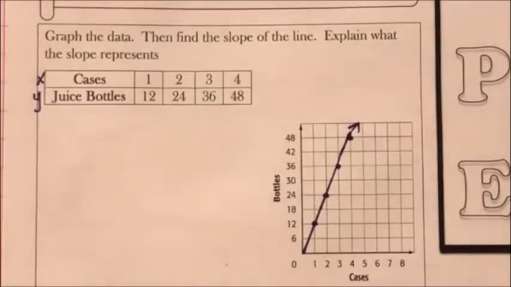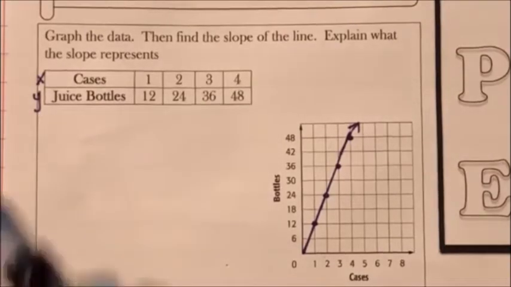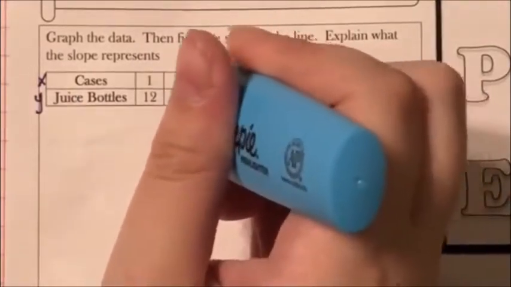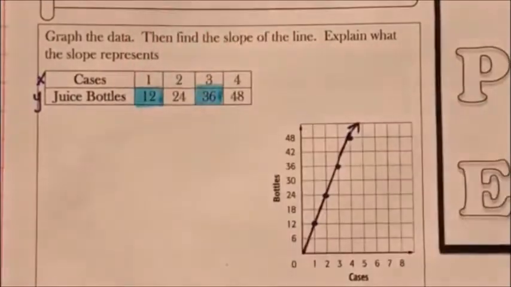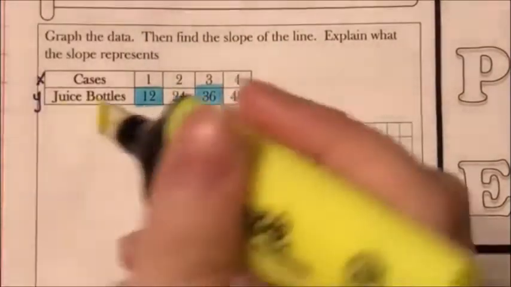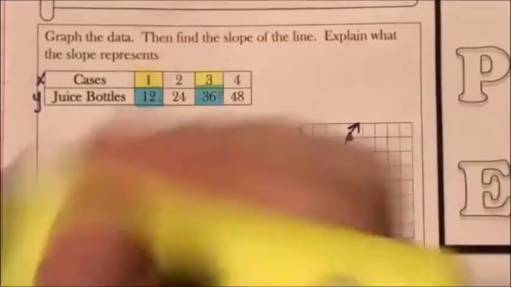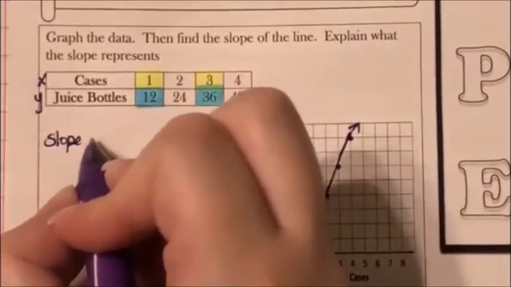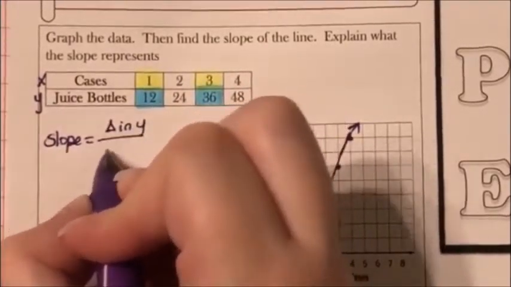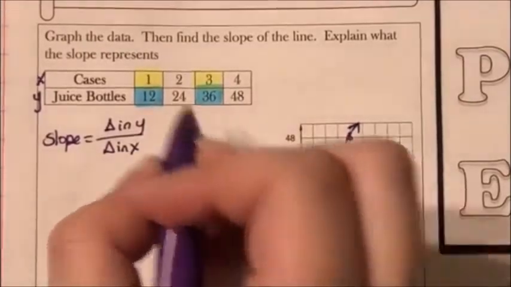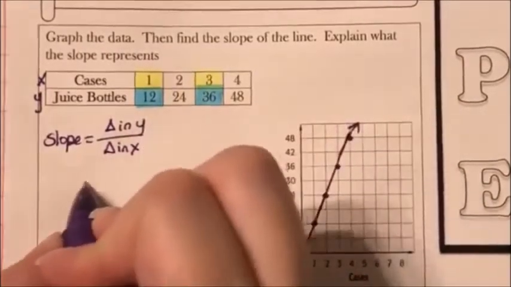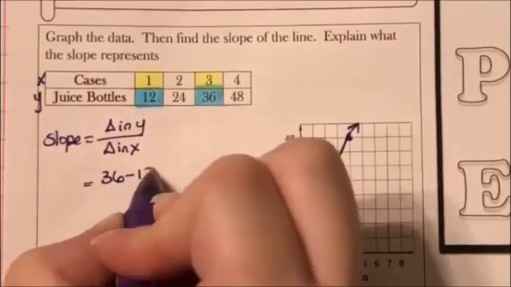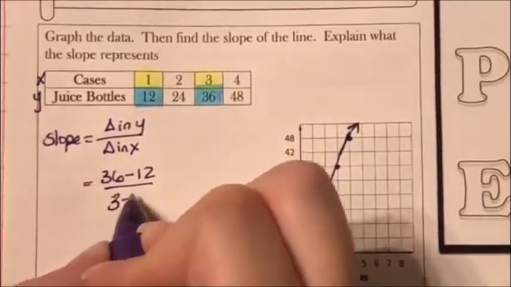Okay, so now I want to choose 2 points to find my slope. You can choose any 2 points that you want. It will still give you the same answer. So I'm going to choose 36 and 12. Okay, so that means I need to look at 3 and 1. Okay, so slope is the change in y over the change in x, right? So my y value is 36 minus 12 over 3 minus 1.